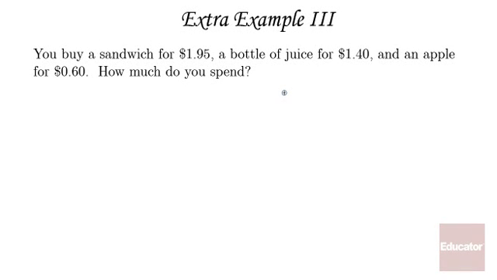You buy a sandwich for $1.95, a bottle of juice for $1.40, and an apple for 60 cents. How much do you spend? Well, I'm going to be thinking about pairs again. $1.40 and 60 cents. That gives me a total of $2, since 4 plus 6 is 10. Those would be pairs. And then $2 plus $1.95 is easy, since I have all zeros in the cents. That comes out to $3.95.